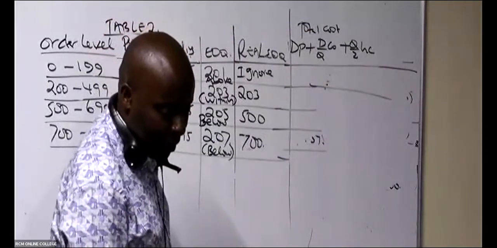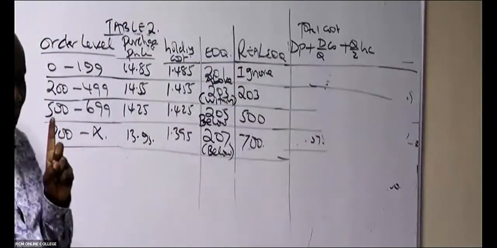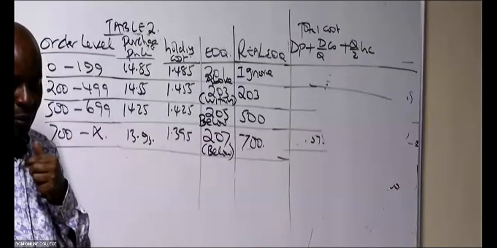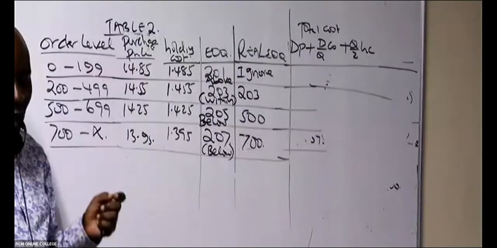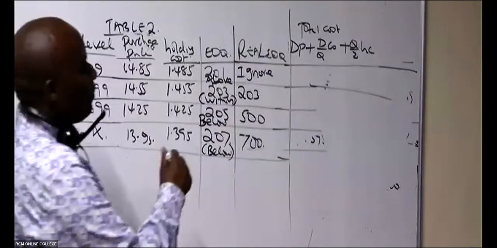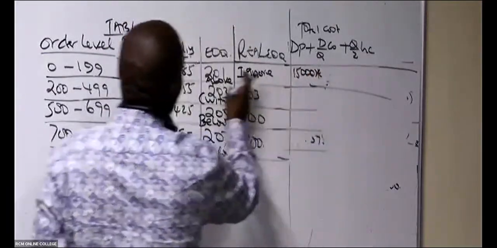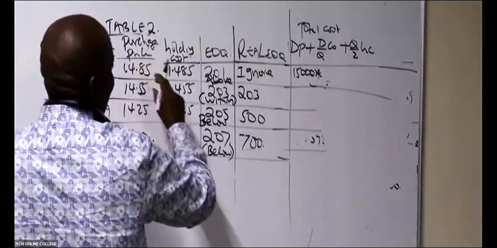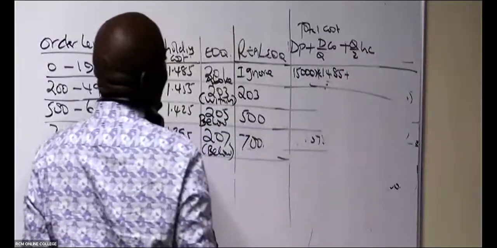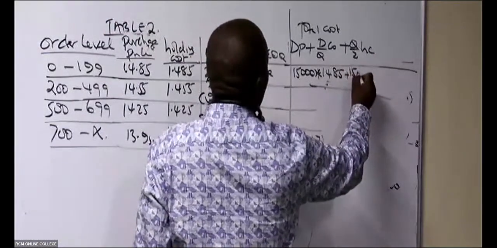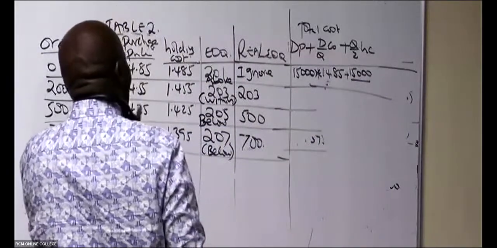So please look at what I will do. The annual demand, all of us, we know what the annual demand is. Are you able to remember that number? It's known in advance and it will always remain constant, 15,000. So I will take 15,000. What is the price for the first range? The purchase price for the first range is 14.85, plus annual demand again, 15,000, all over Q. Q is EOQ.